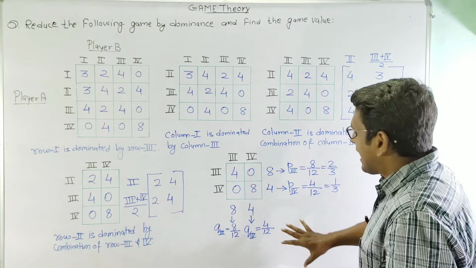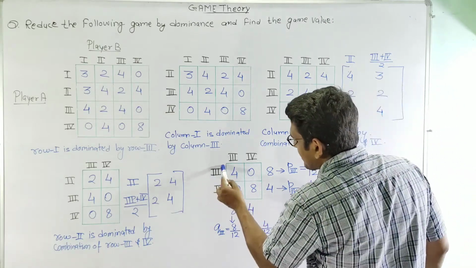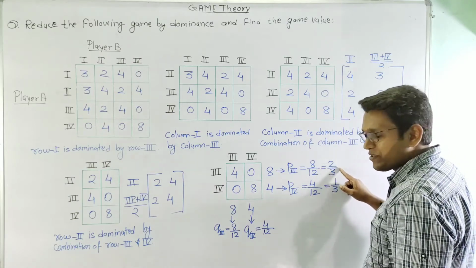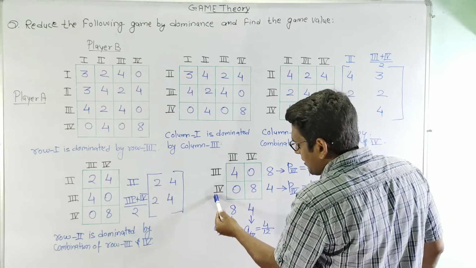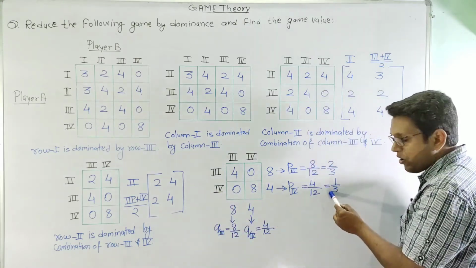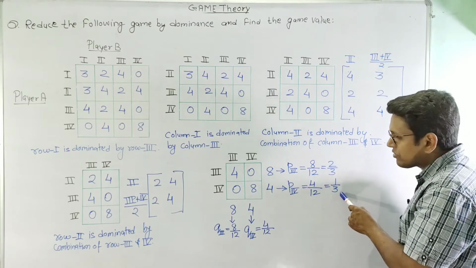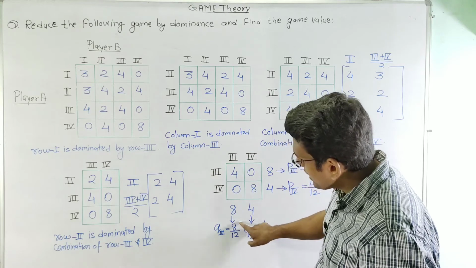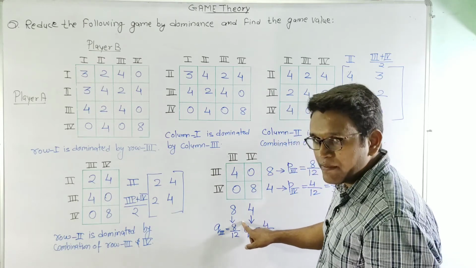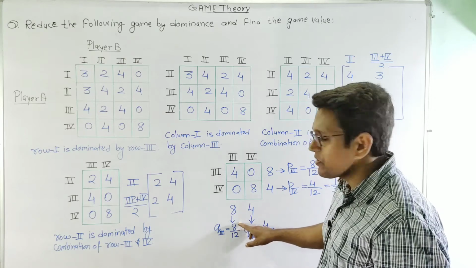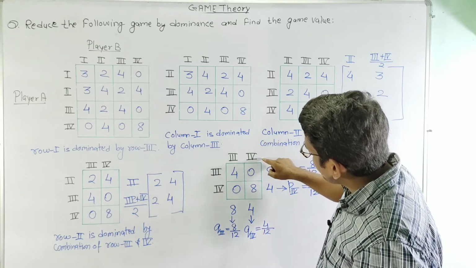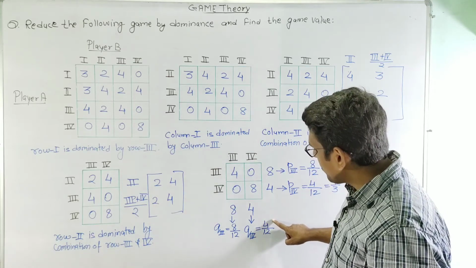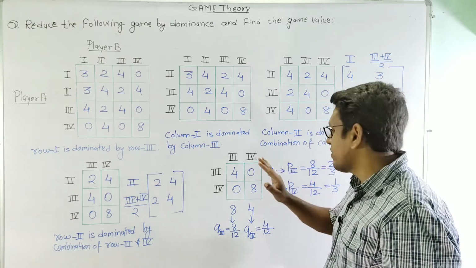This means that player A will play strategy 3 2 by 3 times, or we can say 66.66% of time. Similarly, player A will play strategy 4 1 by 3 times, or we can say 33.33% of time. Similarly, player B will play strategy 3 8 by 12 times, or we can say 2 by 3 times, or we can say 66.66% of time. Similarly, player B will play strategy 4 4 by 12 times, or we can say 1 by 3 times, or we can say 33.33% of time.